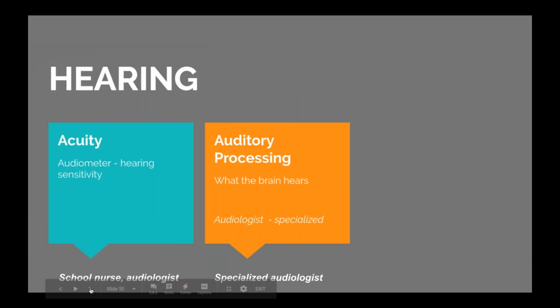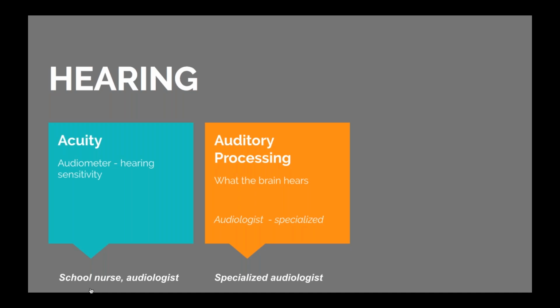All right, hearing, again, really easy. Acuity, how you can hear, what tones. I think we've all had this hearing test at some point in our lives. That's fine to be done by the school nurse or an audiologist, a basic audiologist, no problem bringing in your own assessment. But auditory processing, what the brain hears and how it processes that hearing, that has to be done by an audiologist that has special training in central auditory processing.